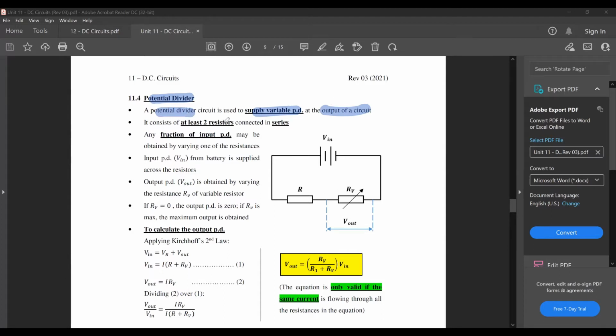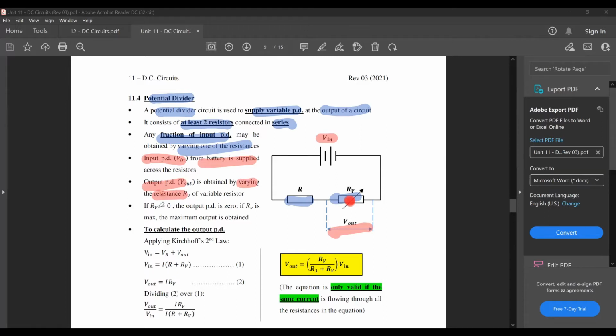A potential divider circuit usually must have at least two resistors that are connected in series, like what you're seeing over here. Once you have that, you will be able to get any fraction of the input PD just by varying one of the resistances. Okay, so in your example right now, you want to get the output PD from this resistor. Input PD right now is provided by your battery. Your output PD right now is provided by your RV by varying the resistances there.